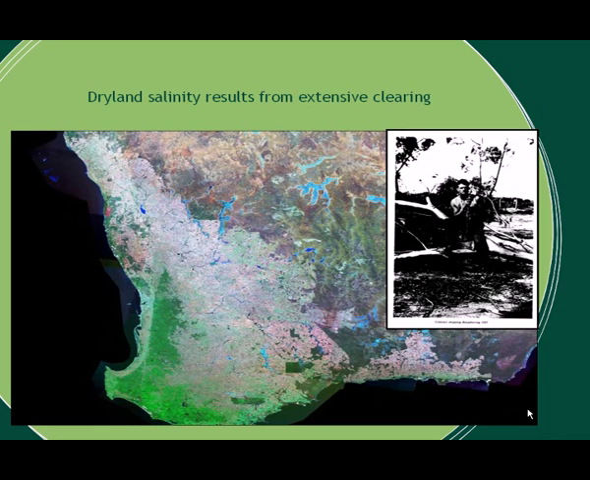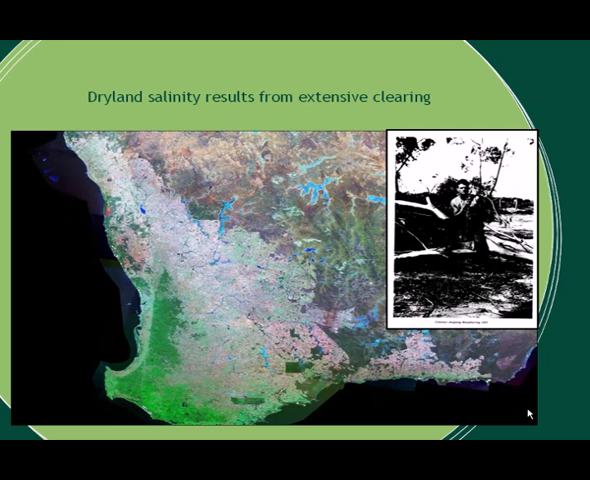Dryland salinity is caused by extensive clearing. This shot shows you a presentation of the extent of clearing across the southwest agricultural area. Salinity evolved soon after clearing, 20 to 30 years in the high rainfall country, and in the lower rainfall country it's still active and developing.